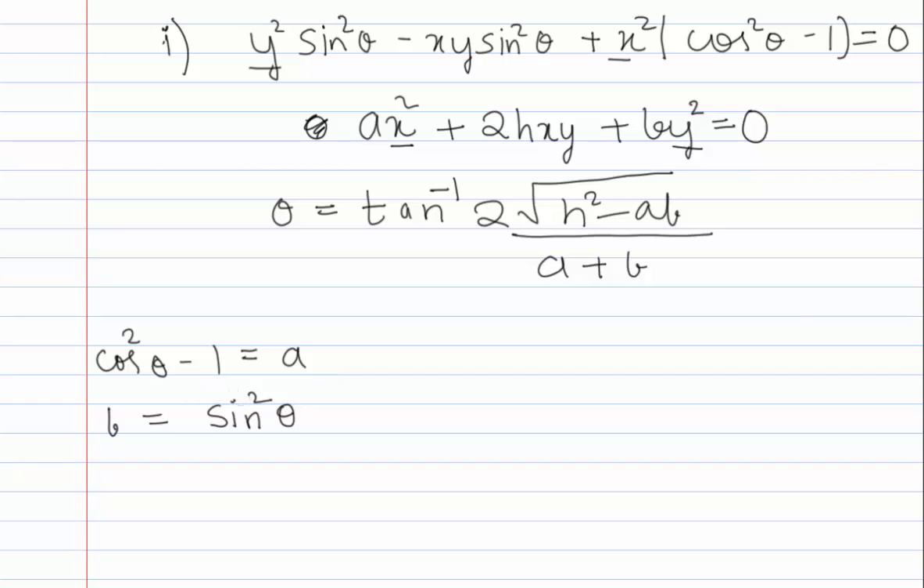If we do that, we get sine square theta plus cos square theta minus 1. Well, we know from basic trigonometry that sine square theta plus cos square theta is 1, and if we subtract 1 from 1, we are going to get 0. So this is going to be 0, and therefore the angle theta is going to approach 90 degrees. We don't even need to compare the coefficients of xy, because the denominator is 0, and what that means is that the angle is approaching 90, or it's equal to 90 degrees, you can say.